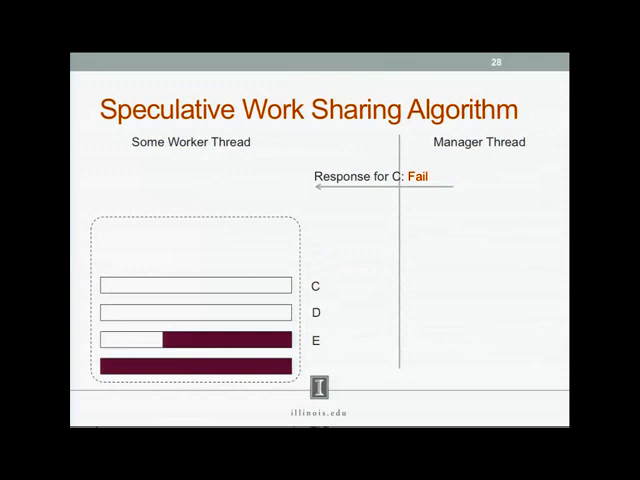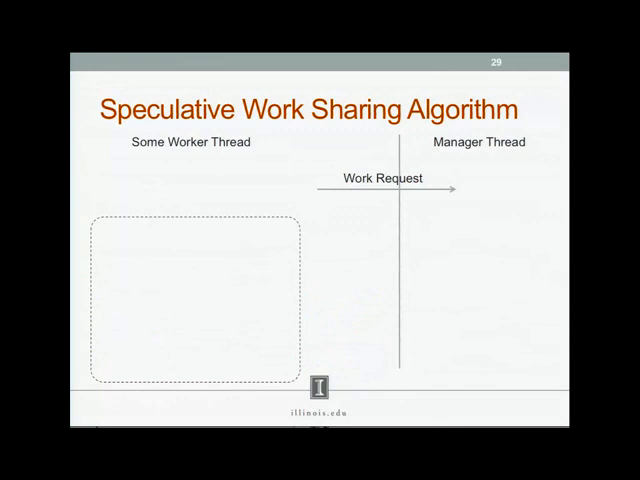But let's say we get a failure for task C, because task C was more recent than B, E, and this one. If this one gets a failure, it means that this task has been given to another processor. So all of them have been given to other processors. What we have to do is roll back all the results from the speculation and delete whatever we have in the speculative task queue. That is the general idea of the speculation. And then after that, the worker will send a work request to the manager to get an actual task.